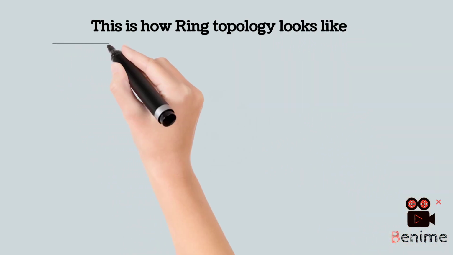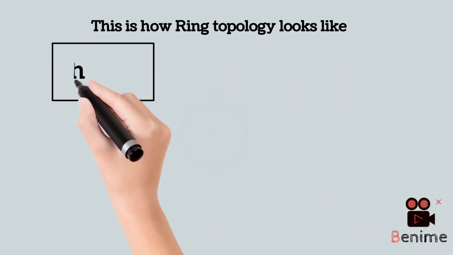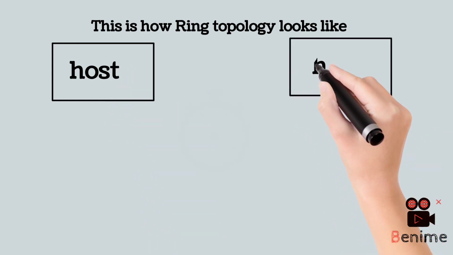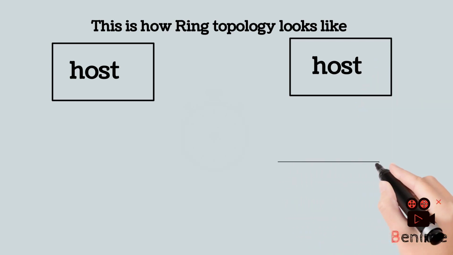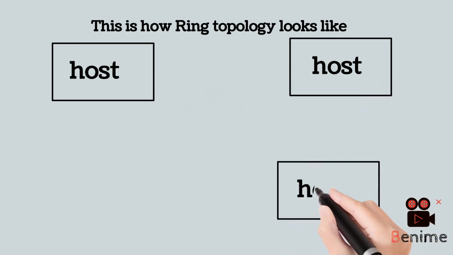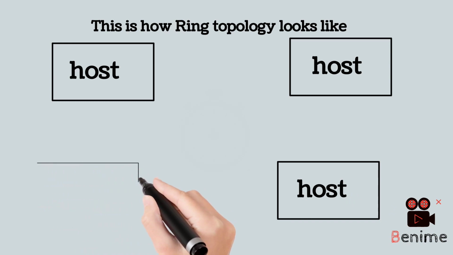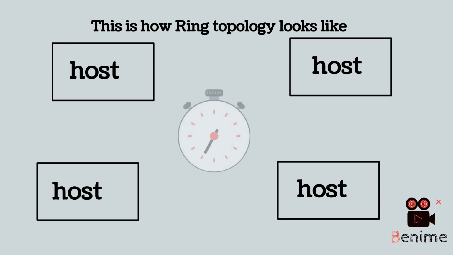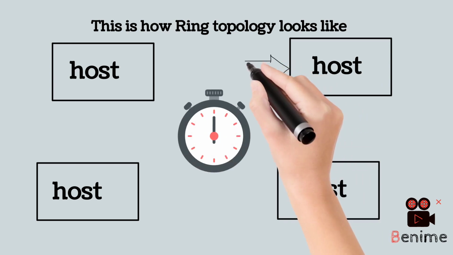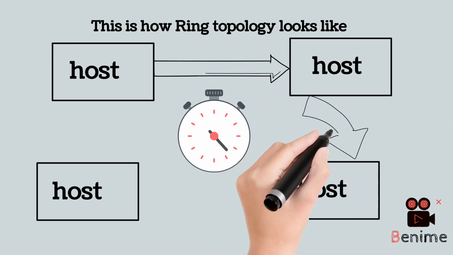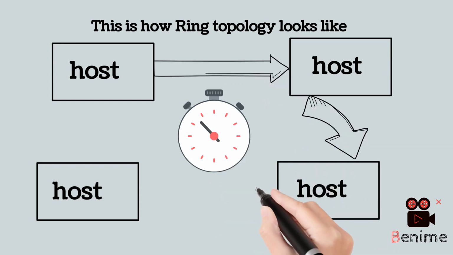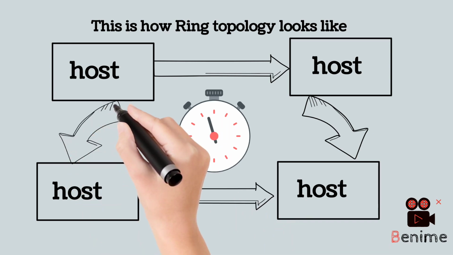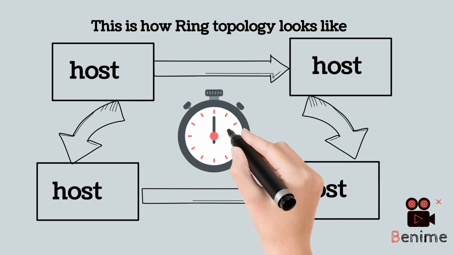This is how a ring topology looks like. As you can see on your screen now, there are going to be multiple hosts, and each of these hosts can be any device which is capable of sending and receiving data. So it can be a desktop or a laptop or any mobile or handheld device, and all these hosts will be connected together in the form of a ring. The data flow can be clockwise or anti-clockwise. So all these hosts now are connected together in the form of a ring, and they are capable of sending and receiving data.